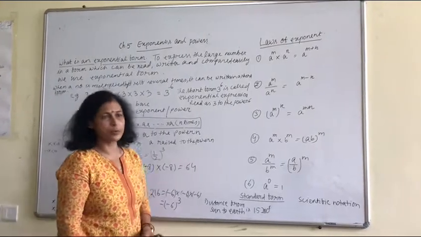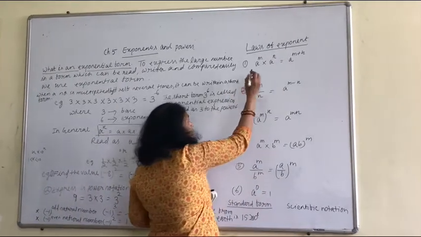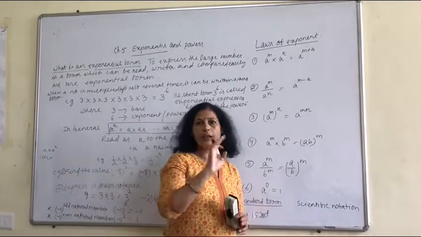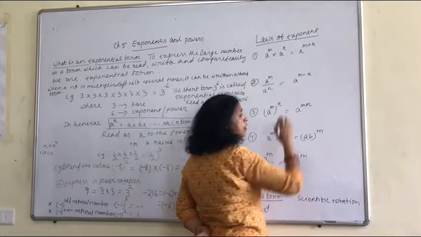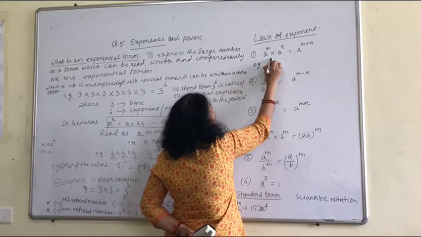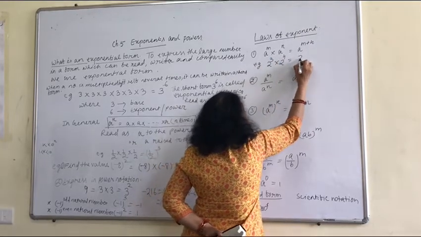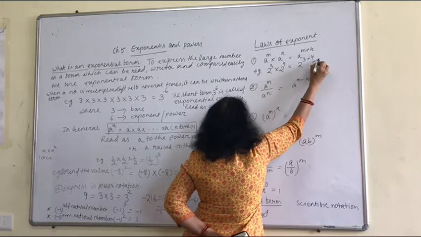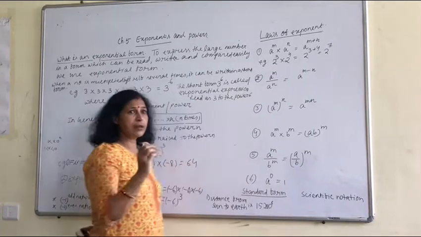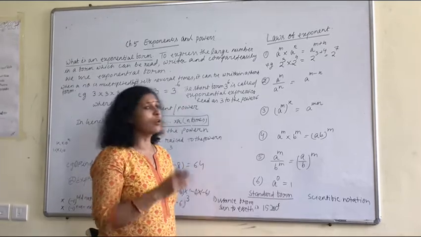Now come to the laws of exponents. There are 6 laws. Law number 1: a to the power m into a to the power n, then you can add both the powers: a to the power m plus n. Take an example. 2 to the power 3 into 2 to the power 4 is 2 to the power 3 plus 4, which is 2 to the power 7. Here the bases are the same but the powers are different. In that case you have to add the powers.